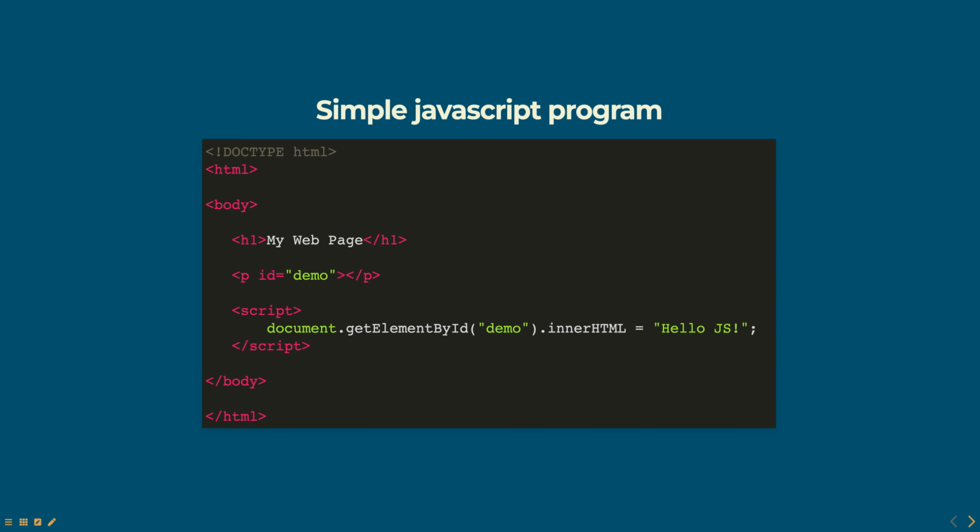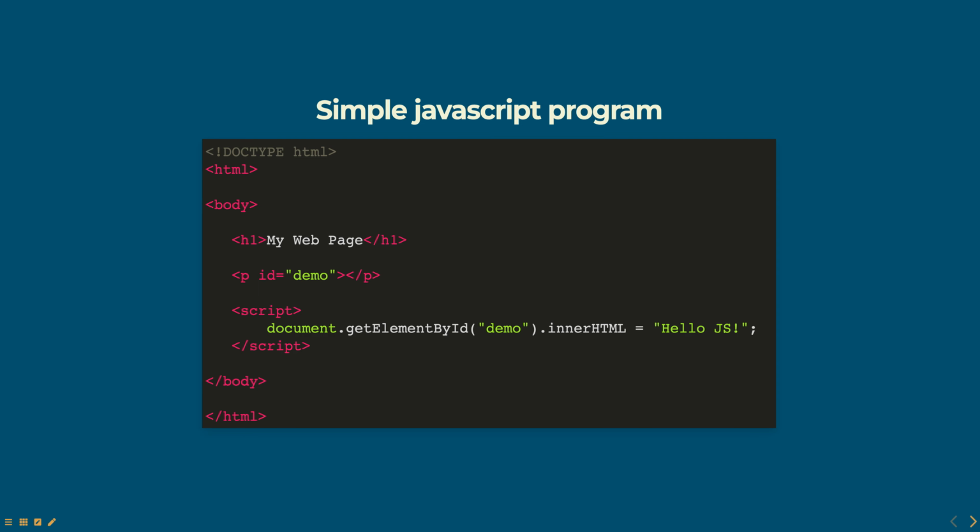The first line is a doctype declaration which specifies the type of document being used. In this case, it's an HTML5 document. The next lines create the basic structure of an HTML document with an opening HTML tag and closing HTML tag. Within the HTML tags, there is a body tag that contains the content of the web page.